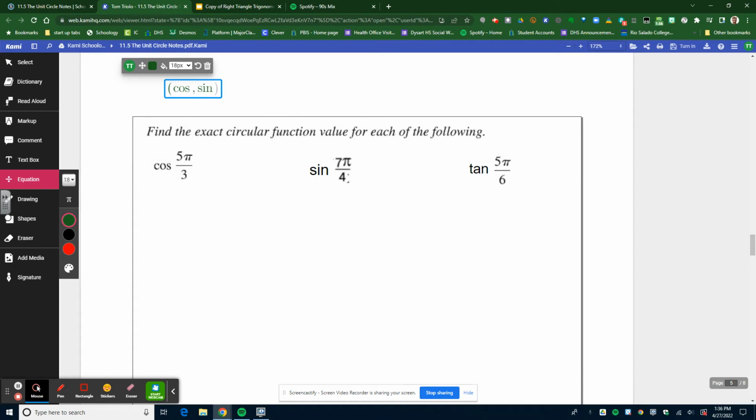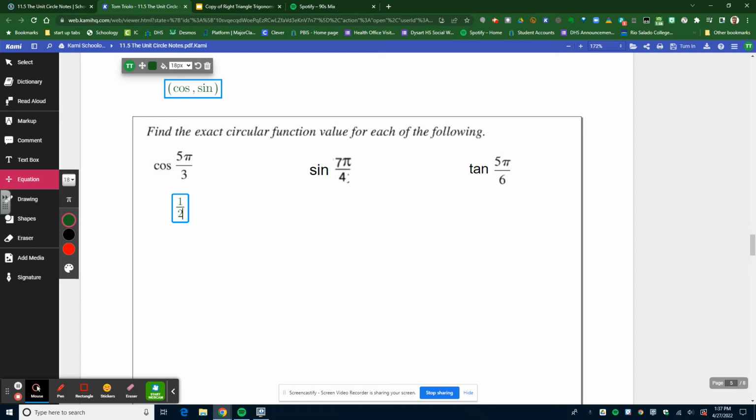Okay, so look at 5 pi over 3. Look at the coordinate for 5 pi over 3. What's the x value? 1/2. 1/2. Done. That's it. So when you take the unit test next week, I'm going to hand you a blank one of these. Your first part of your test is to fill this out.